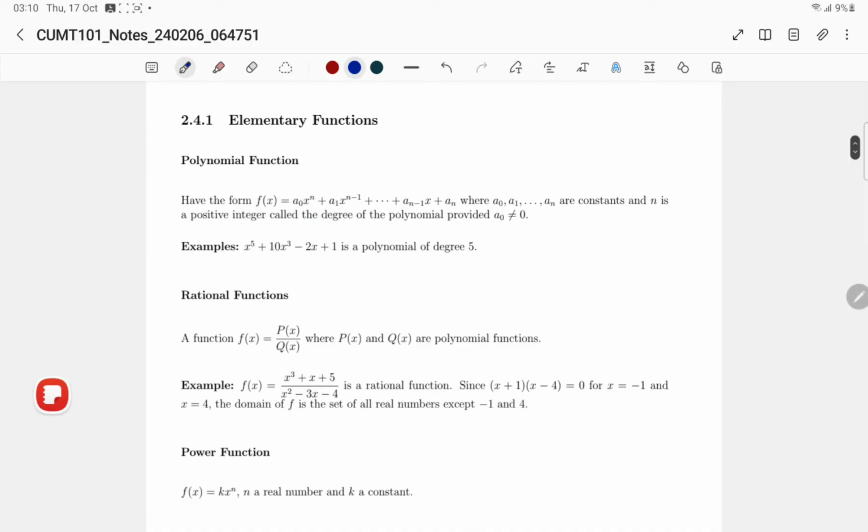Polynomial functions are functions of that form. For example, we have x to the power of 5 plus a x to the power of 3 minus 2x squared plus 1. This one is a polynomial of degree 5. So you just look for the highest power. We can have another example, x to the power of 3 plus 2x squared plus 3x plus 1. This one is a polynomial of degree 3. So polynomials, you should take note that they should have positive powers on their x values. Otherwise, it's not a polynomial.